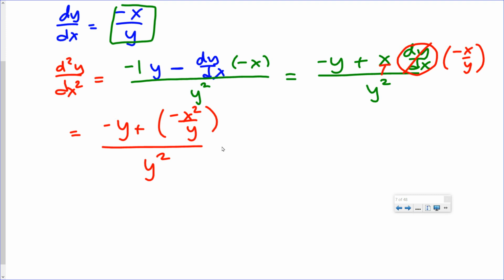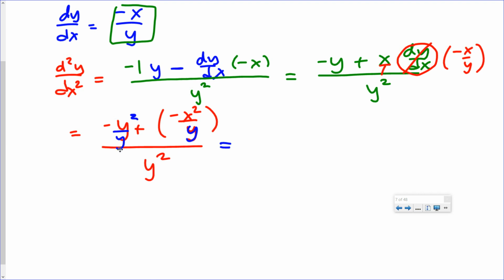All right, so right here, I want to get rid of the fraction over the fraction. So what do I need to do to the top? How do you add fractions? Common denominator. So how do I get a y on the bottom of this one? Multiply it by y over y. Okay, you guys good with that? Multiply it by y over y.